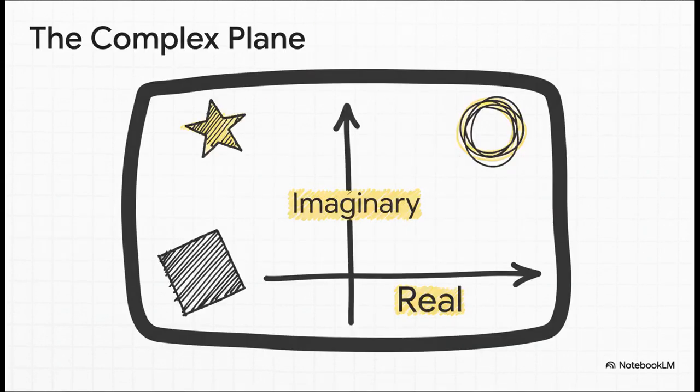Okay, so first step, we need a map. We need a landscape for these new numbers, and that's the complex plane. It's actually super simple. We just take our good old number line and lay it down flat. That's our horizontal, or real, axis. Then we draw another line straight through the zero, but this one goes vertically. We'll call that the imaginary axis. And just like that, any point on this grid, any location you can possibly point to, is what we're going to call a complex number.